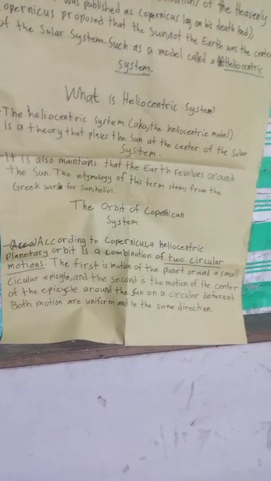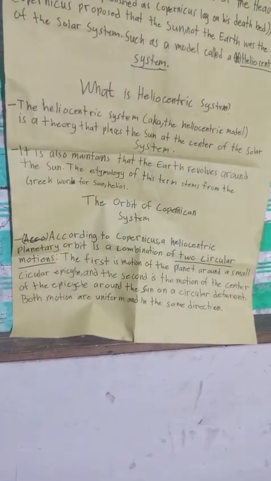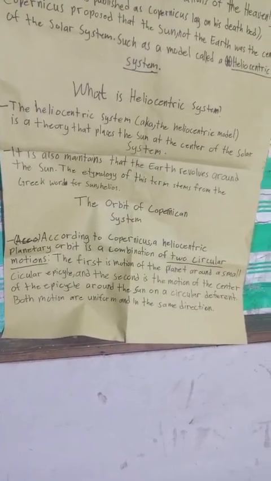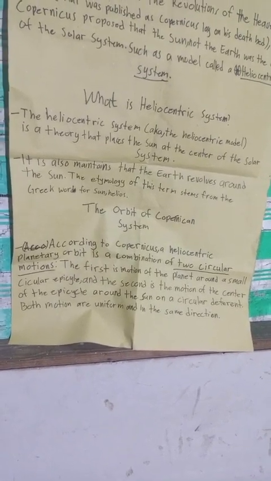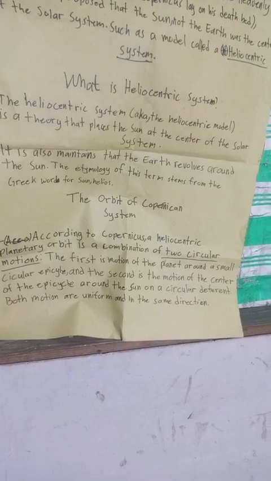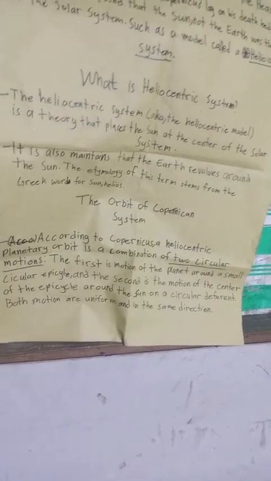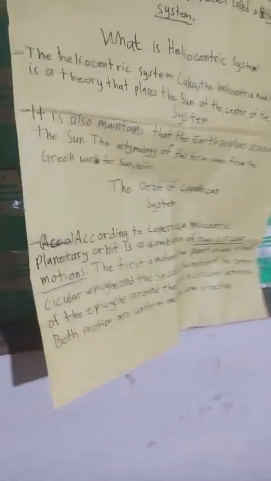What is the heliocentric system? The heliocentric system, aka the heliocentric model, is a theory that placed the Sun at the center of the solar system. It also maintains that the Earth revolves around the Sun. The etymology of this term stems from the Greek word for Sun, helios.